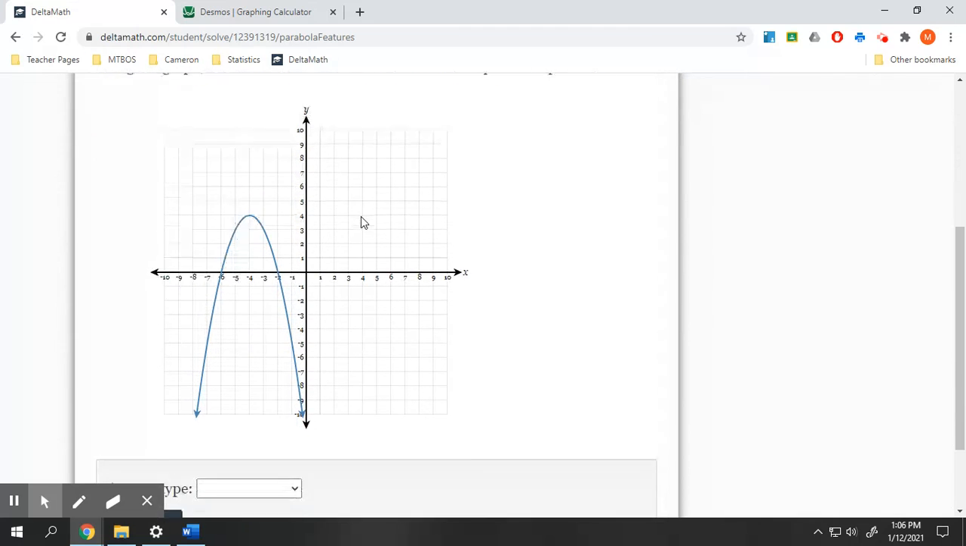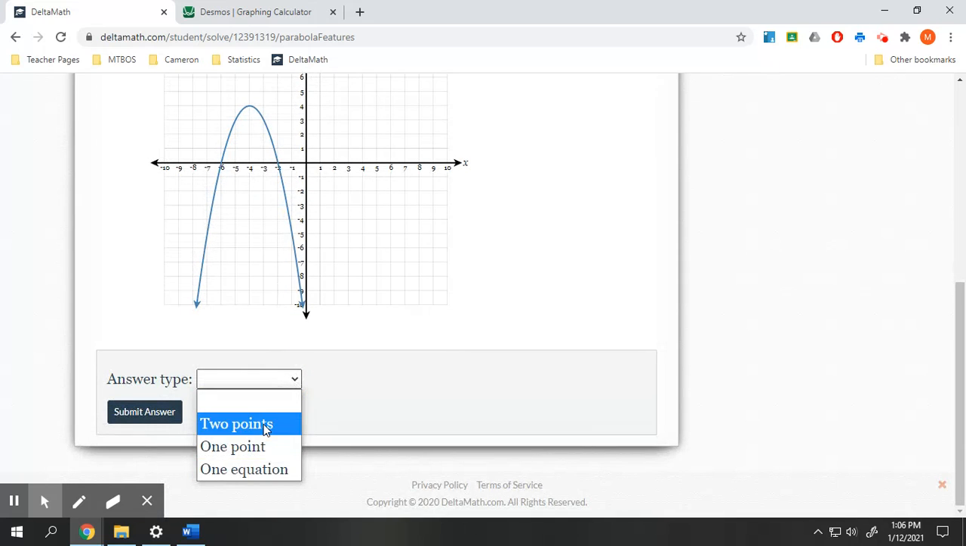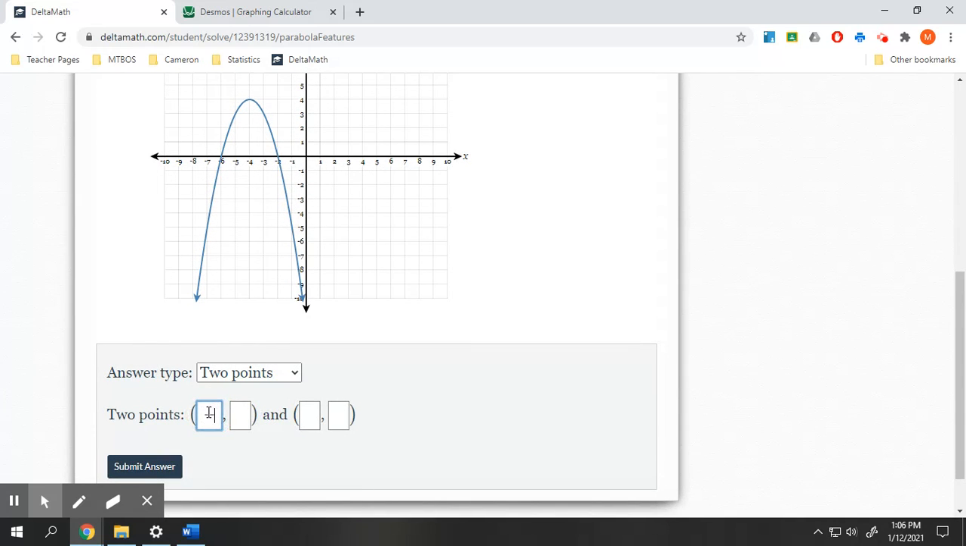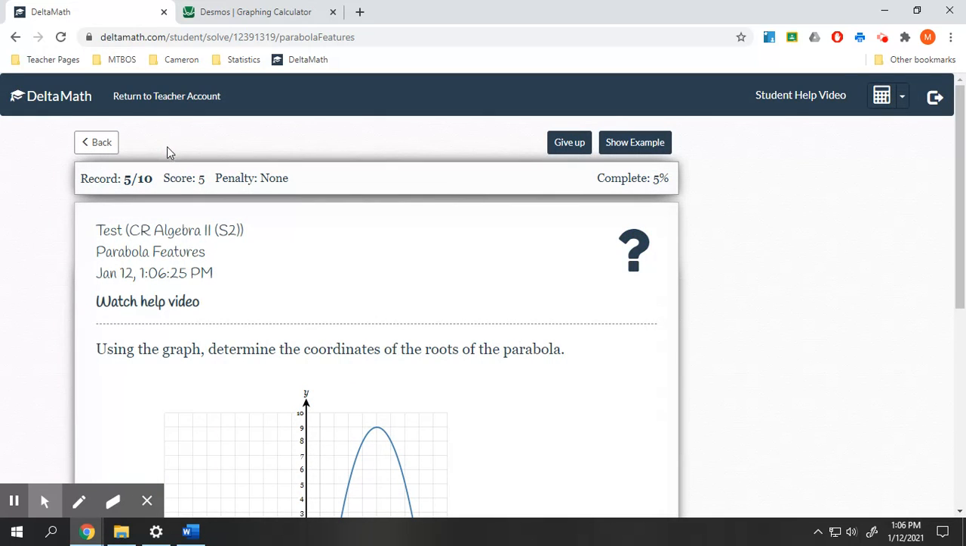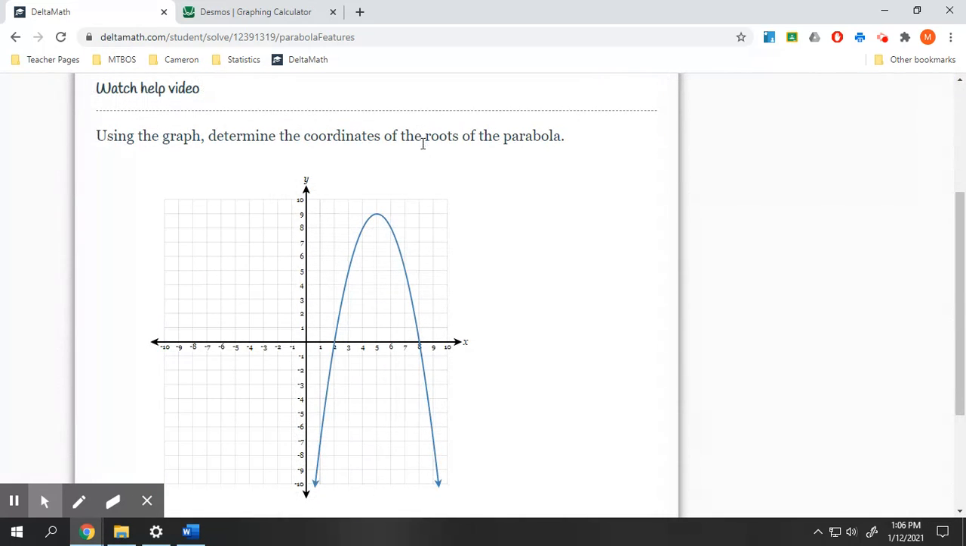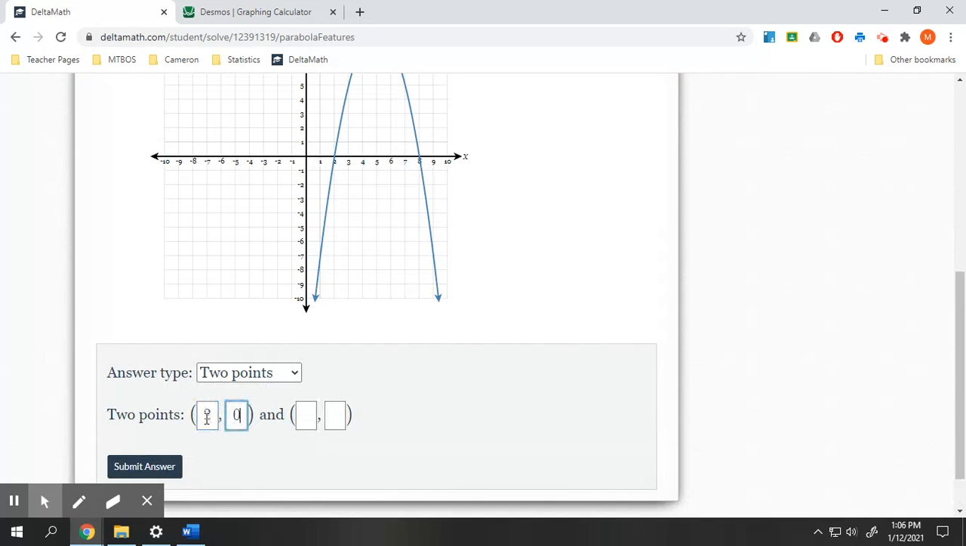We got another x-intercepts one. So this one, same thing. We have 2 points, negative 6 and negative 2. So I have (-6, 0) and (-2, 0) for my two x-intercepts. Oh man, we got roots again. All right, so the roots of this parabola are (2, 0) and (8, 0). So 2 points here. We have (2, 0) and (8, 0).